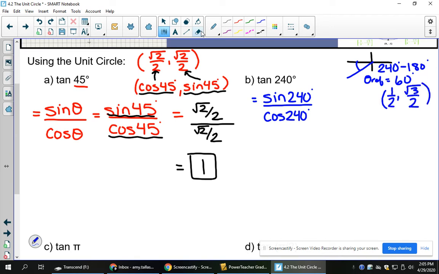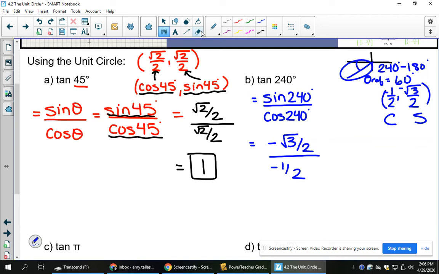But that's in quadrant 1. We aren't working in quadrant 1. 240 is in quadrant 3. What are the signs in quadrant 3? Negative, negative. So we have to put in negative root 3 over 2 and negative 1/2. Remember, this one is cosine and this one is sine. It's alphabetical order. That's how I remember it. CS.